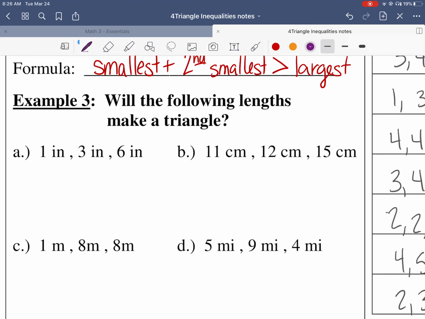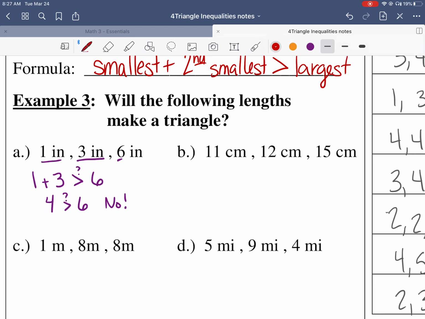You're going to pick out your smallest two sides, in this case 1 and 3. You're going to add them together and you're going to figure out, are they bigger than this third side? 1 plus 3 is 4. Is 4 bigger than 6? No. So these would not make a triangle.